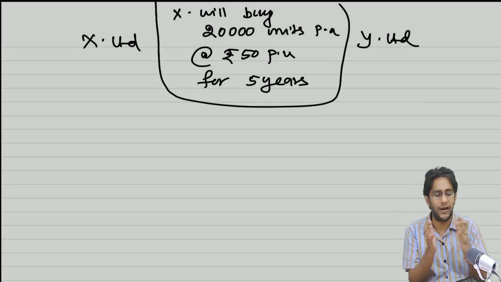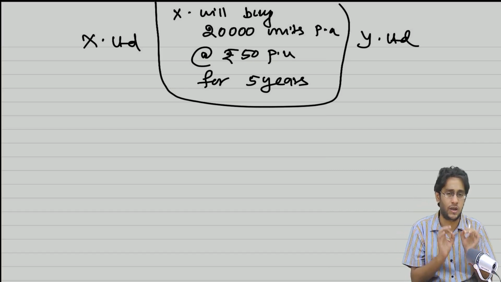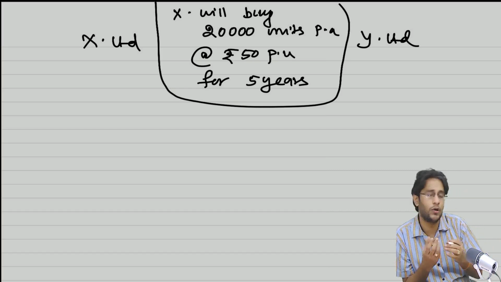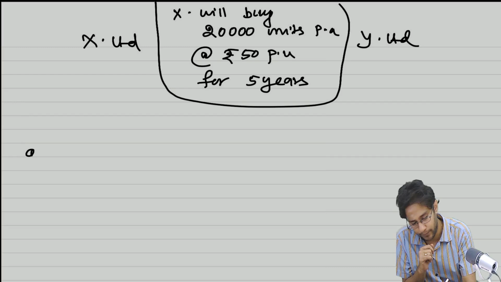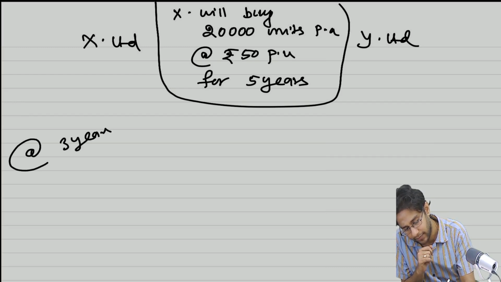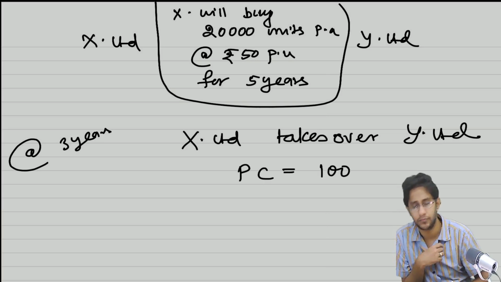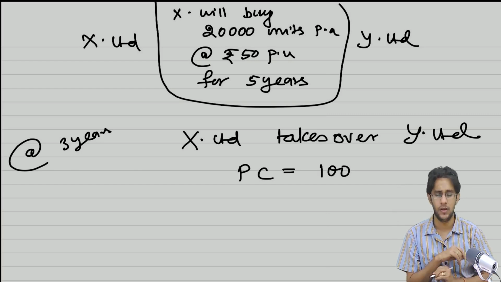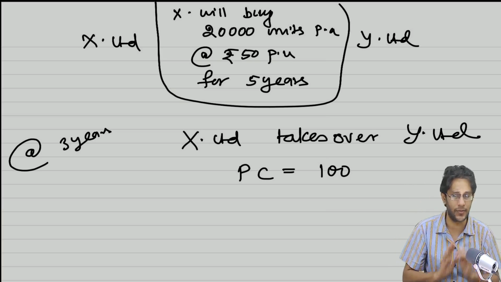Now, 5 years contract. Sir, the price is fixed. Goods are going to be purchased by X Limited at 50 rupees. Y is going to sell them at 50 rupees. Now, at 3 years time, X Limited wants to take over Y Limited. Some PC amount is offered, all that is fine.